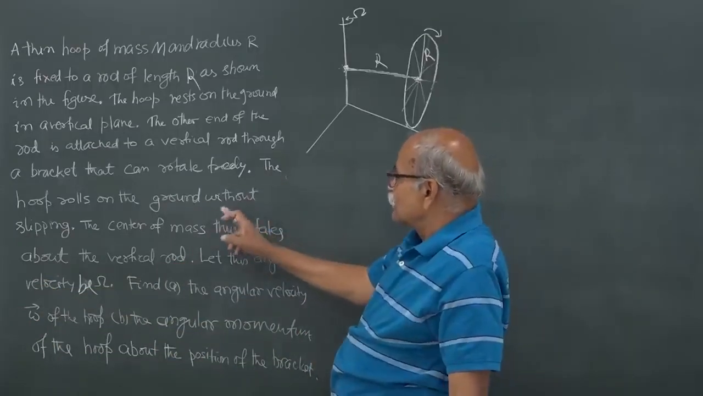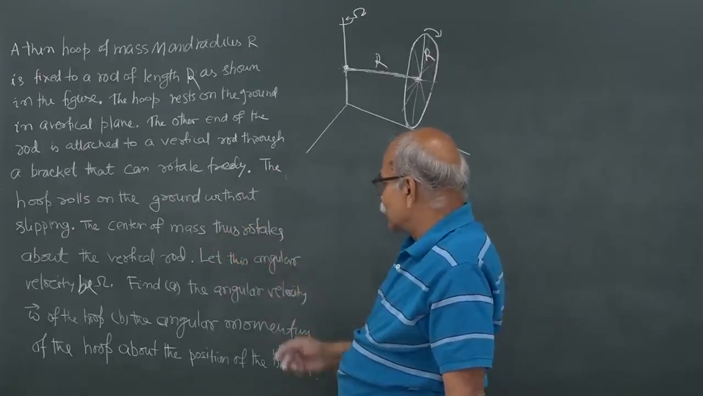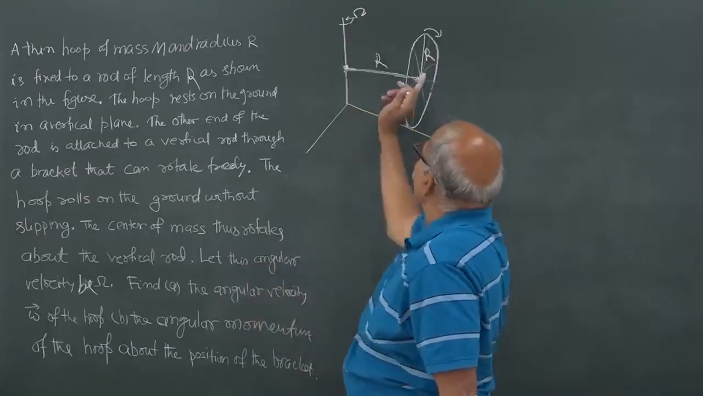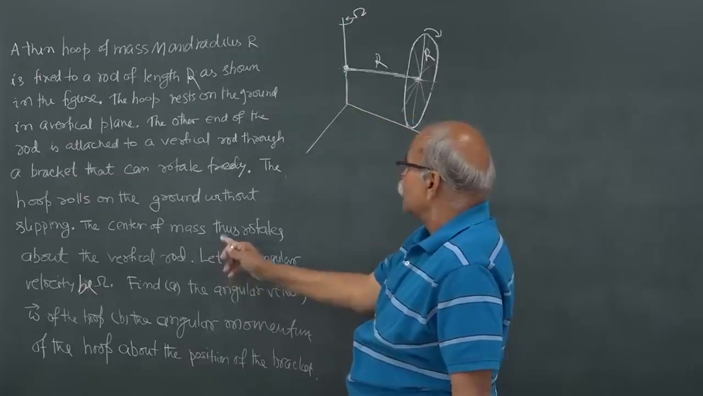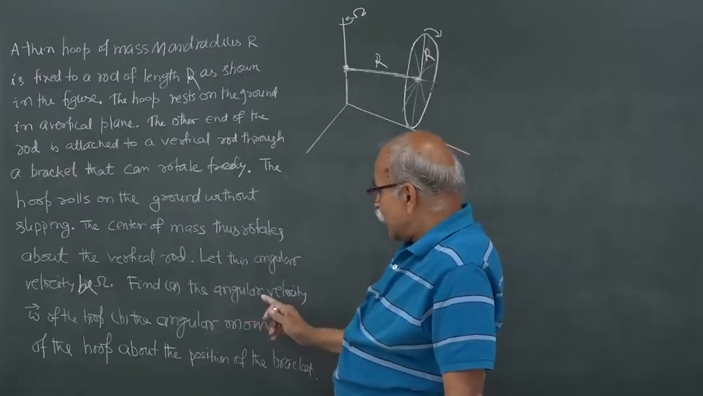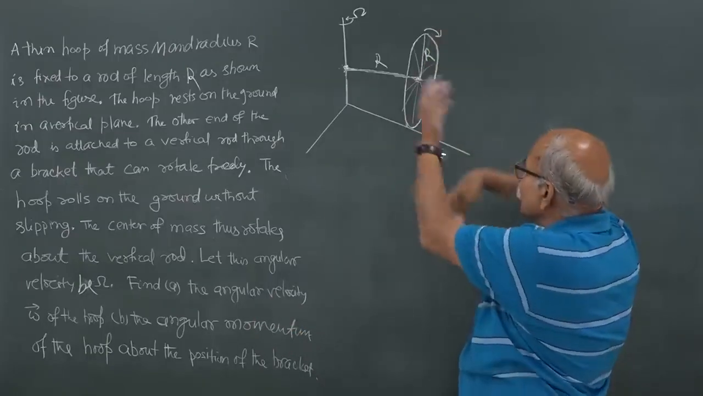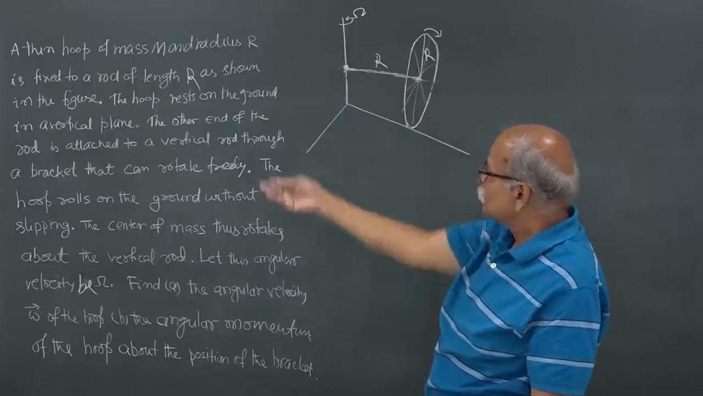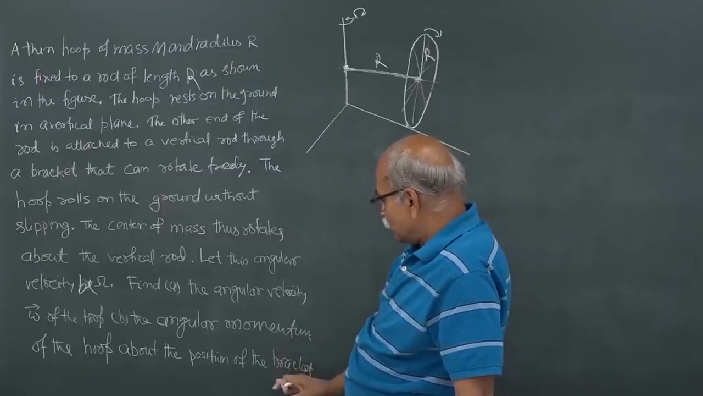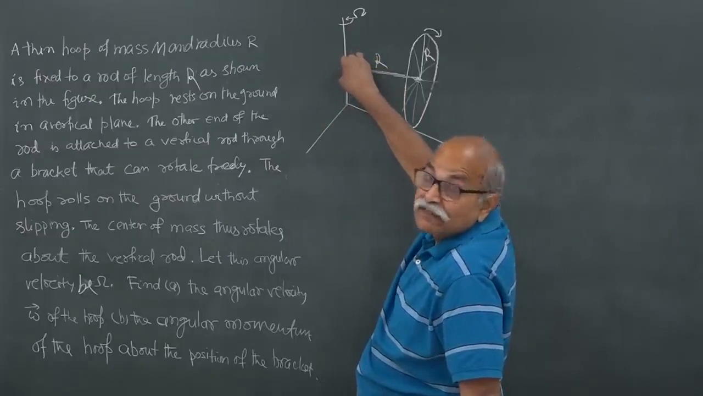The hoop rolls on the ground without slipping, the center of mass thus rotates about the vertical rod. Let this angular velocity be omega. So, this is omega, and the center of mass goes in a circular path about this line with this angular velocity. Now, the question: find A, the angular velocity of the hoop. This hoop as a whole, what is the angular velocity? It is spinning, at the same time it is rotating, and then the angular momentum of the hoop about the position of the bracket. So, this is the point at which we need angular momentum. So, these are the two questions.